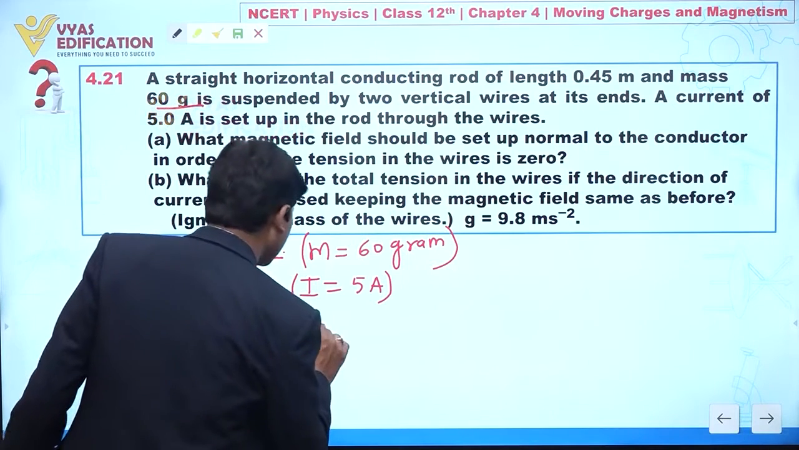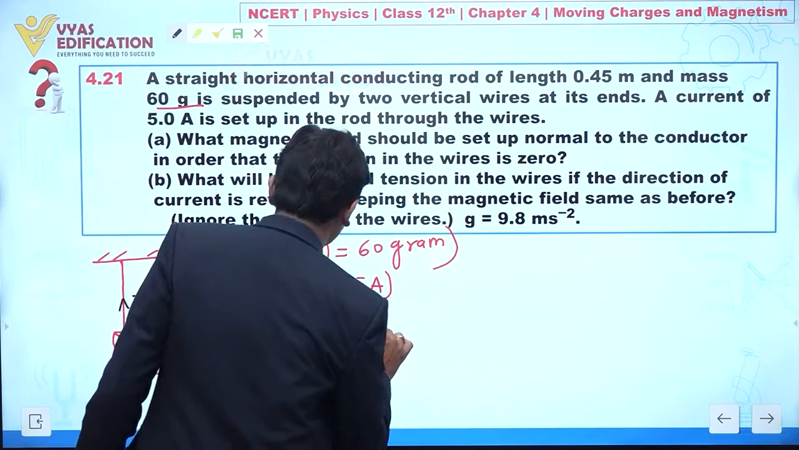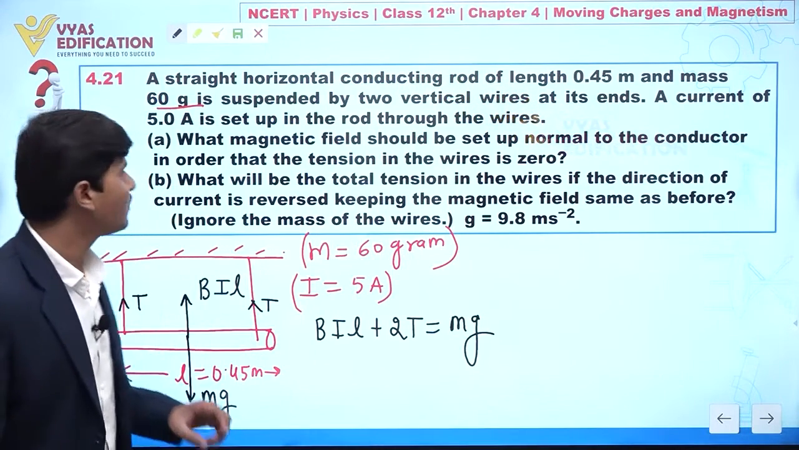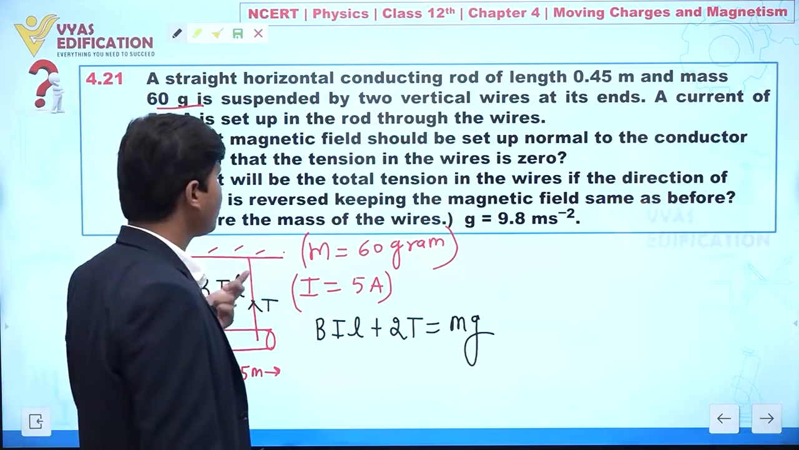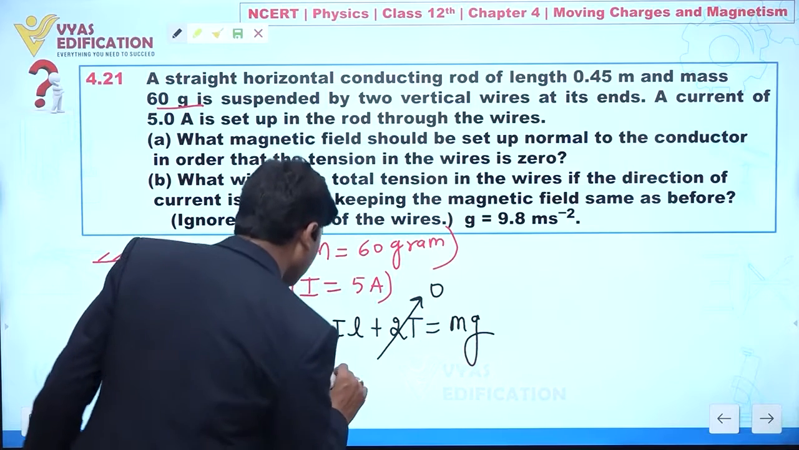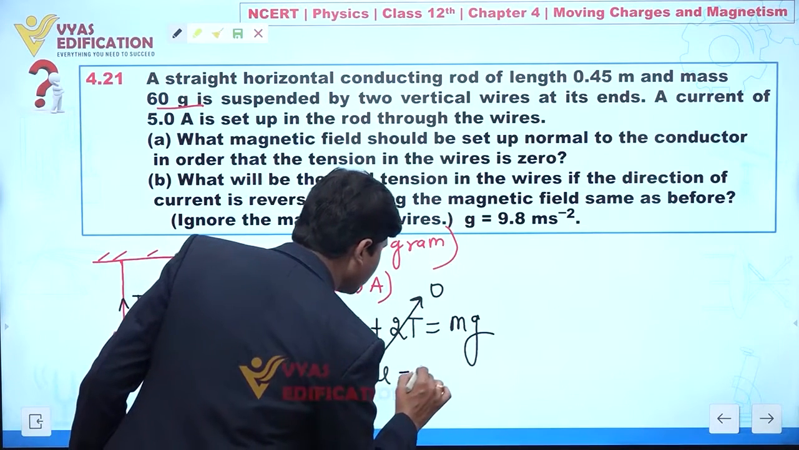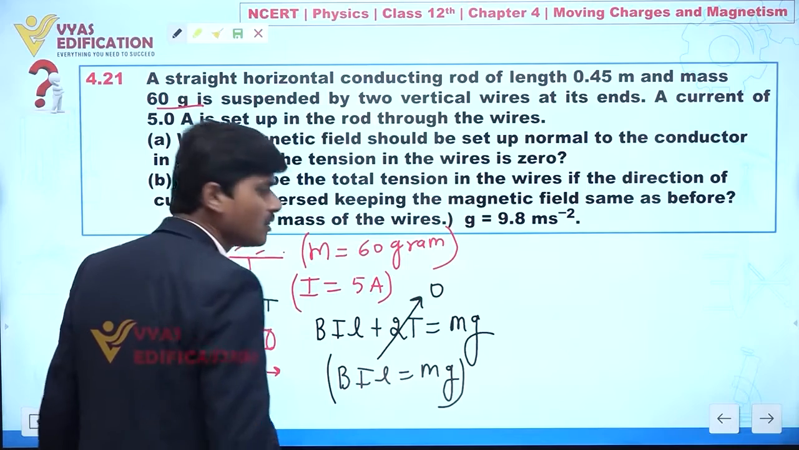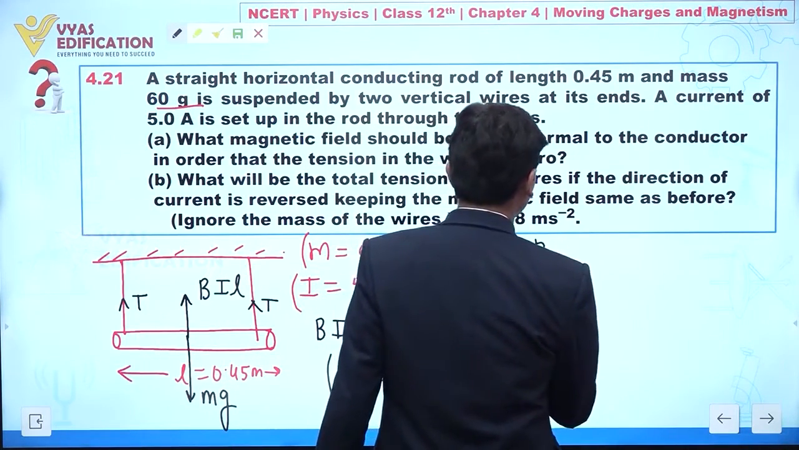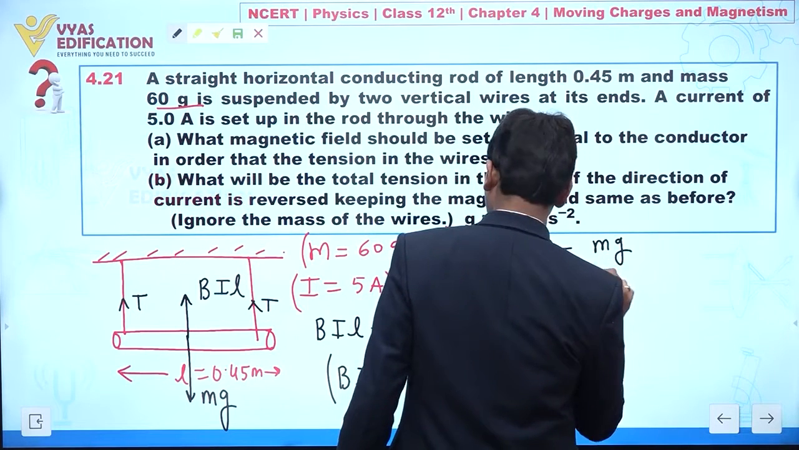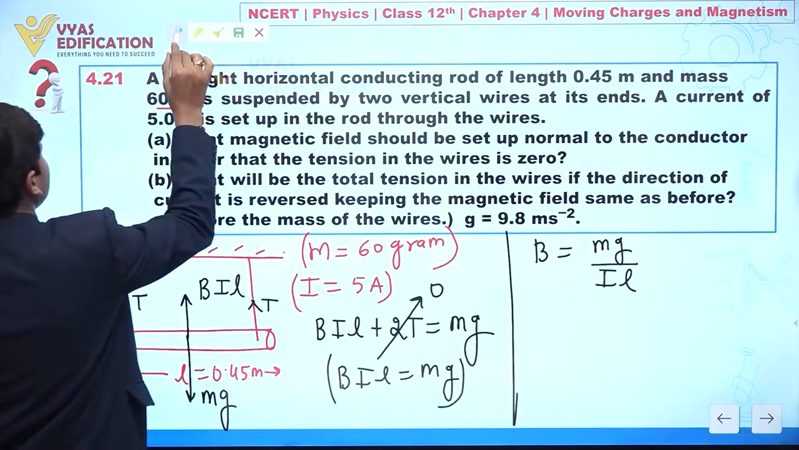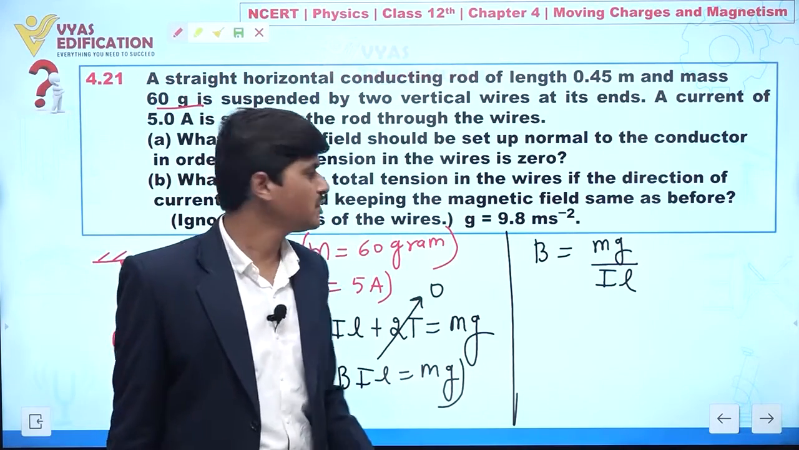So if you write the equation, we can write BIL plus 2T equals mg. In the first case, we want the tension in the wire to be 0, so from here BIL equals mg. Clear? So from here, can we find the value of B? Yes. The value of B is given by mg divided by IL.